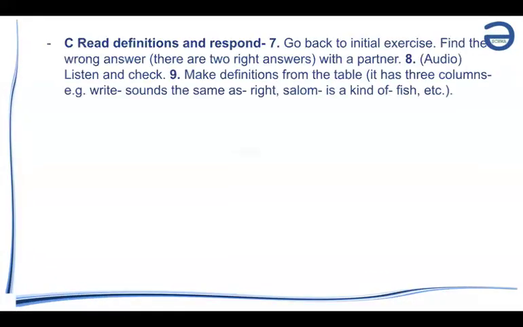Then there's part C, which is reading definitions and responding. So exercise 7 is to find the wrong answer with the partner based on the initial exercise. Then there's an audio to listen and check. And there's a part in part 9 to make definitions from the table. So for example, you have 3 columns and you have to connect items in the column to get a correct sentence. For example, salmon is a kind of fish. I see that salmon is spelled wrong here.